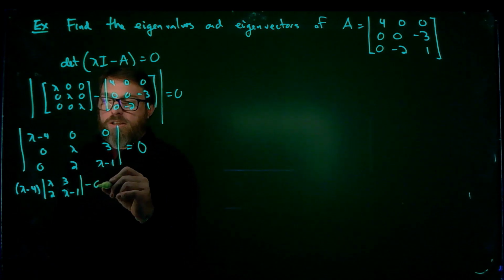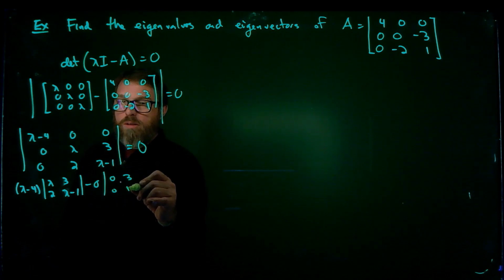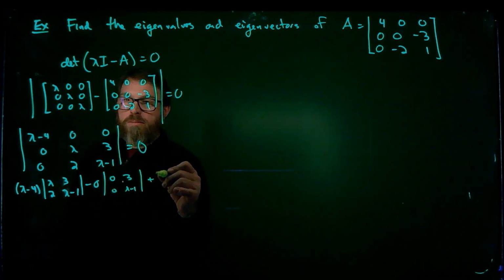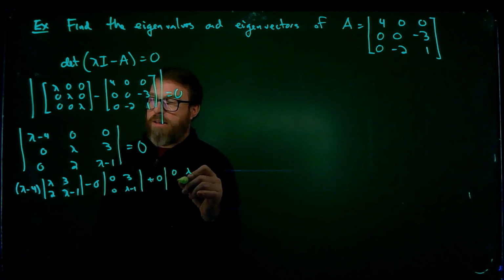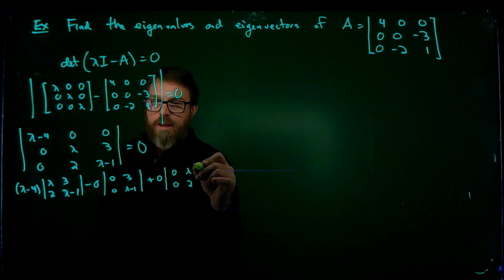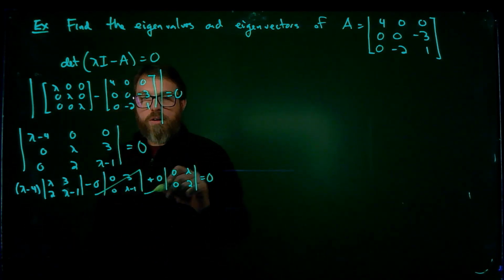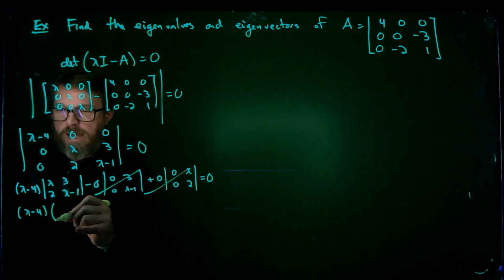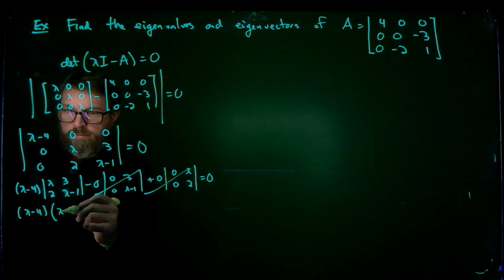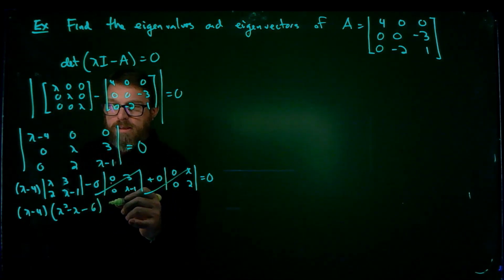And then, minus 0 times the determinant of these things. So 0, 3, 0, lambda minus 1. And then finally plus 0 times, and I know these are 0, but just in case you have one that is not as friendly. So, since these are 0, those will be gone. So this is going to be equal to lambda minus 4 times, lambda times lambda, this is going to be lambda squared minus lambda, and then minus 6 is equal to 0.